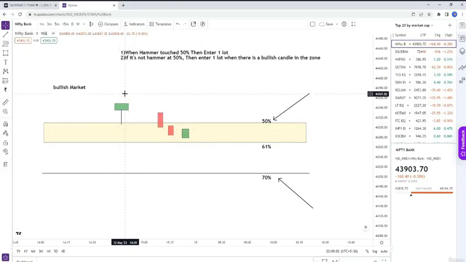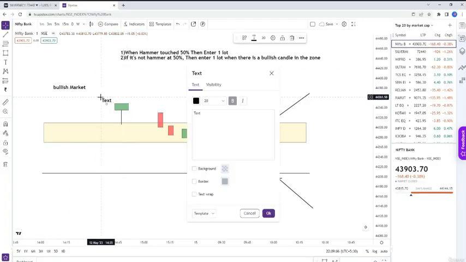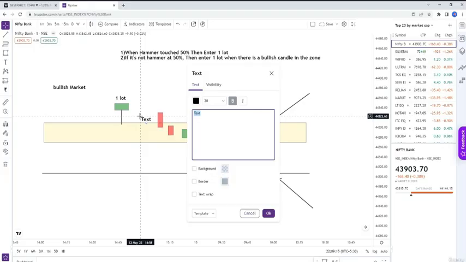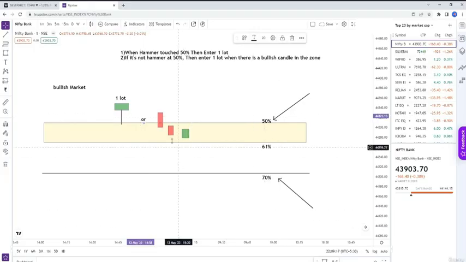So if it's a hammer, I enter my one lot at this place. So this is either or. One lot here, or when the market is coming near the zone, the first candle or maybe whatever candle before coming to this, if you are getting an immediate reaction and making a hammer, enter the lot.